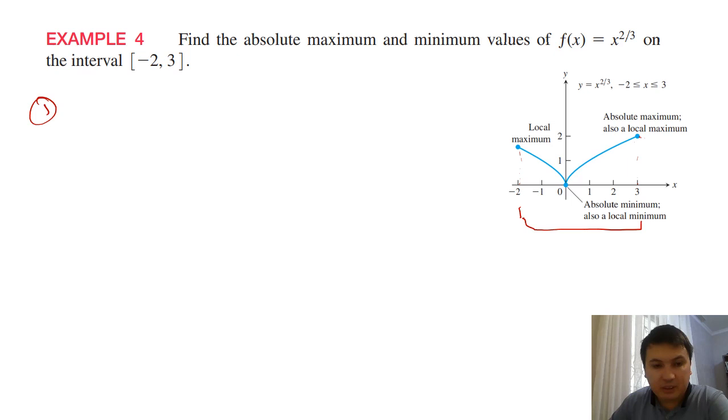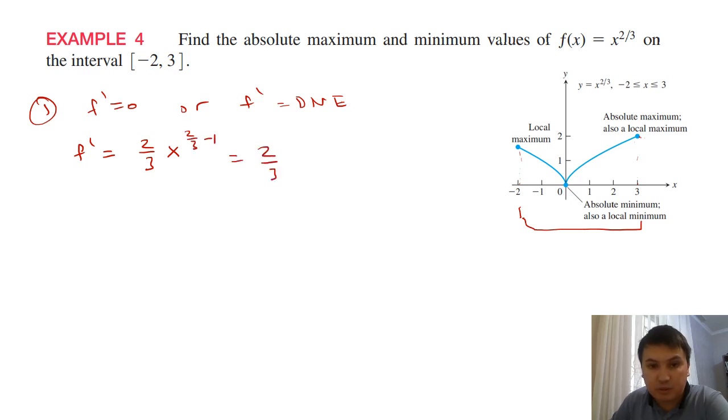So remember, I need to look at where f prime is 0 or f prime does not exist, right? I need to investigate these points. So let's look at the derivative, f prime. What is the derivative of this? This is 2/3 times x to the 2/3 minus 1 by the power rule. So this is 2/3 x to the −1/3. Well, this is 2 over 3 cube root of x.